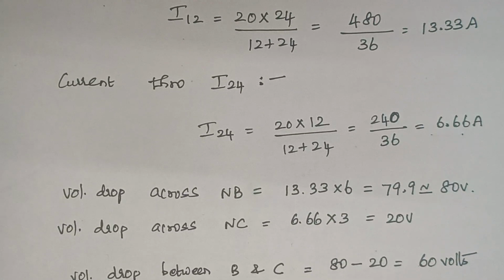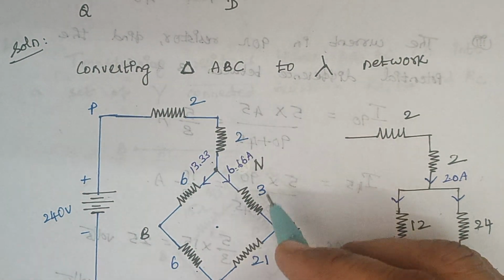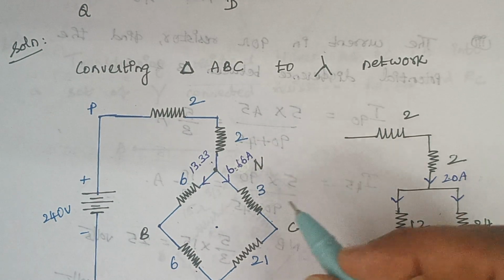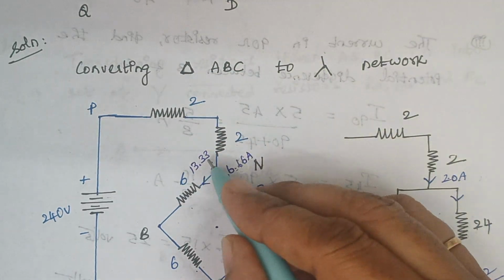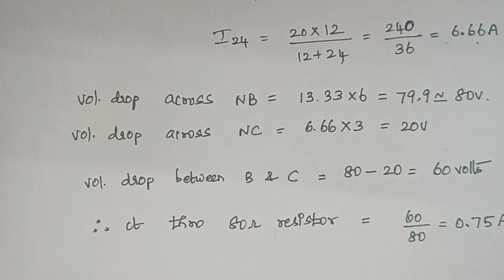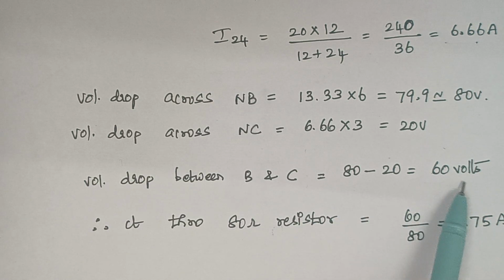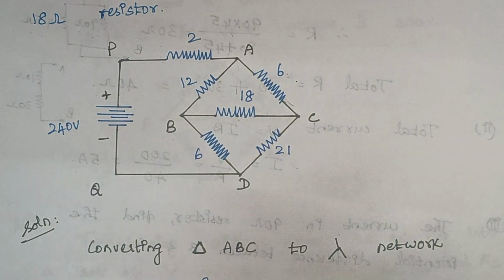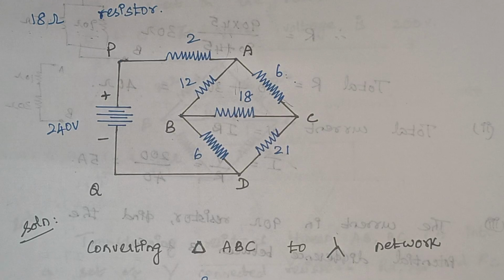The next thing is the voltage across NB and NC. The current flowing through NB is 13.33 amps and through NC is 6.66. Now we can easily calculate the voltage across NB and NC: 13.33 into 6 and 6.66 into 3. So the voltage between B and C is given as 80 minus 20, that is 60 volts. This 60 volts is the voltage impressed across this 18 ohm resistor.